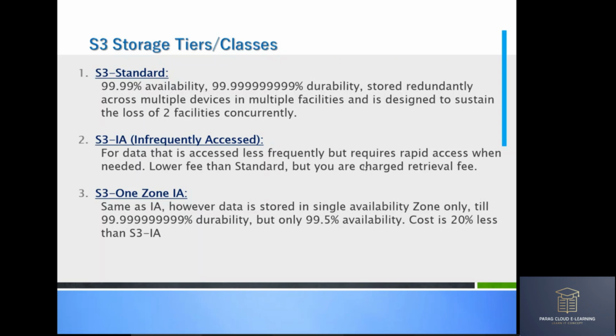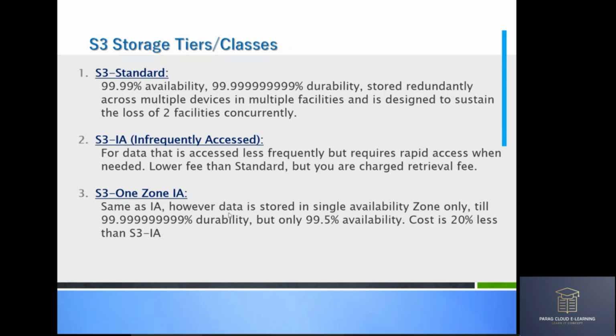All the features are similar to one zone, but the data is stored only in one availability zone. If that availability zone goes down, you won't be able to access the data until that availability zone comes up or that connectivity is restored. If you lose the connectivity with that single availability zone, you won't be able to retrieve the data until Amazon fixes the issue.